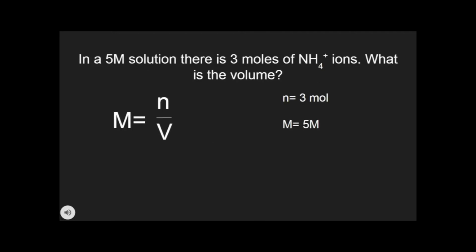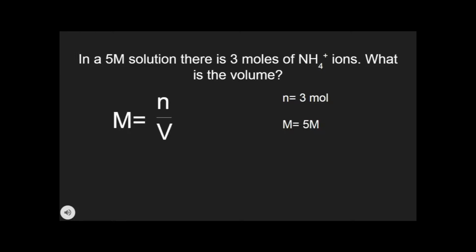Now that we've determined how to calculate concentration, we're going to be given a concentration, and we're going to go over how to calculate the volume of the solution. We're going to try it using this question. In a 5 molar solution, there are 3 moles of NH4+ ions. What is the volume? Like always, we're going to write the formula M equals N over V, and we're going to write our givens.